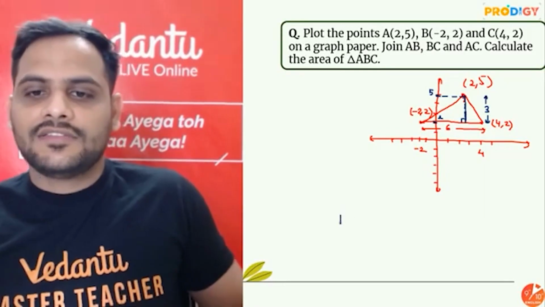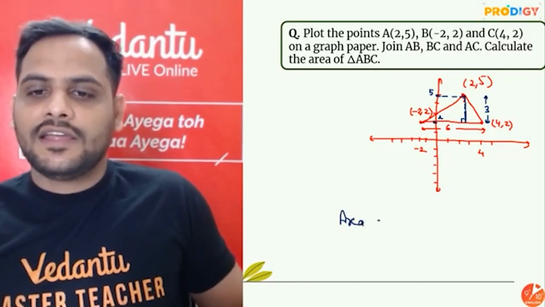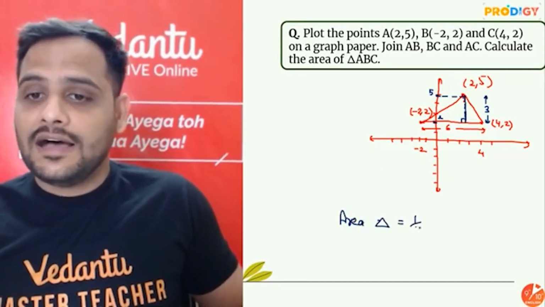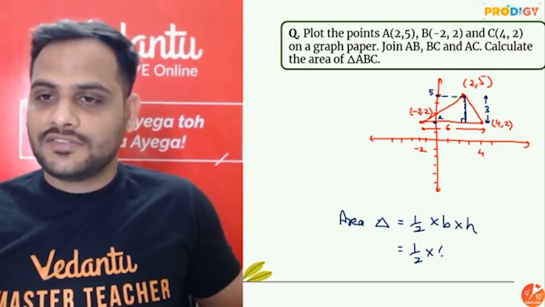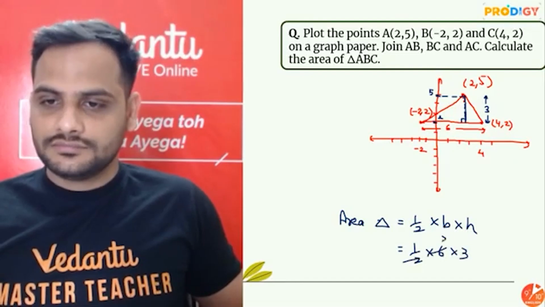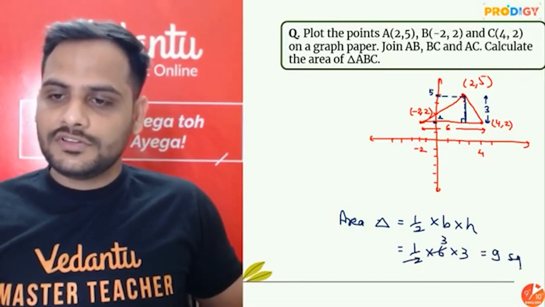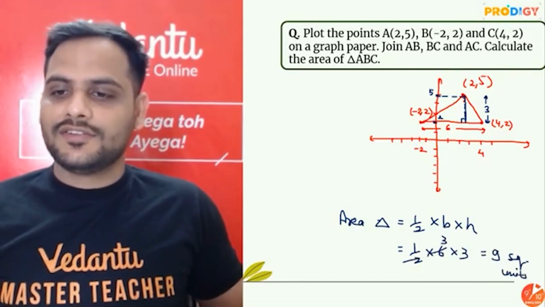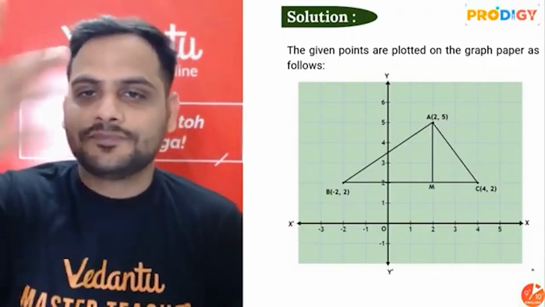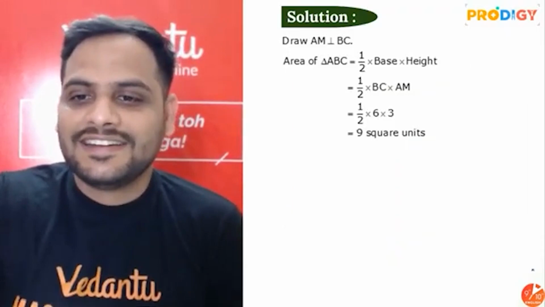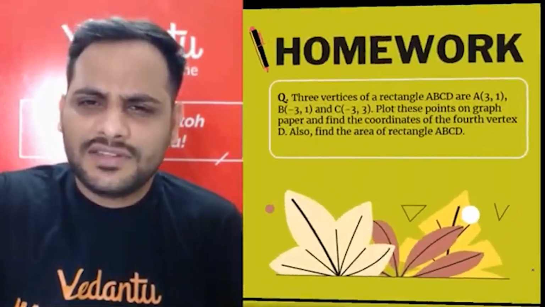Alright, so area of a triangle will be half into base into height, which is half into 6 into 3, which is 9 square units. 9 square units will be our area. Simple. Done. Right? So coordinate geometry is the easiest topic.